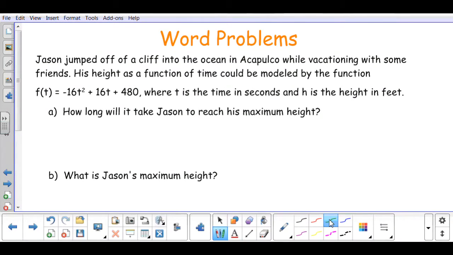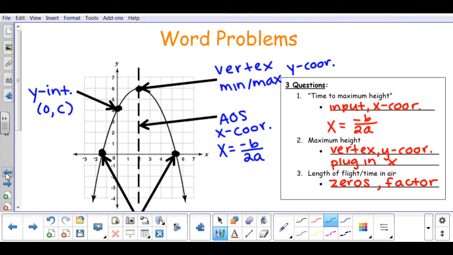So here in our problem, we have that Jason jumped off a cliff into the ocean in Acapulco while vacationing with some friends. His height as a function of time could be modeled by the function f of t equals negative 16t squared plus 16t plus 480, where t is the time in seconds and h is the height in feet. So in part A, I want to know how long will it take Jason to reach his maximum height. So if I go back to my 3-question table, I want to figure out, is that question 1, 2, or 3?